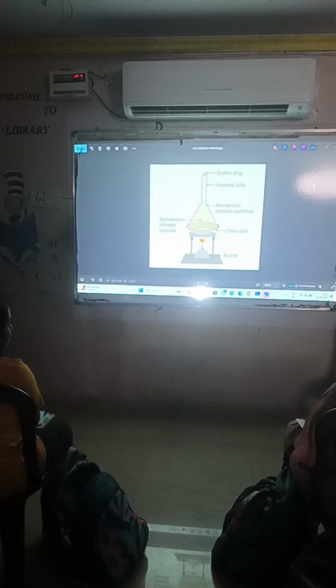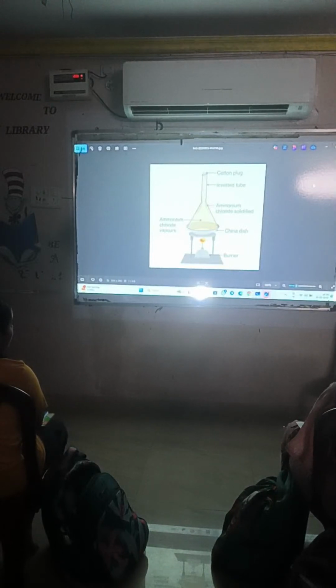Look at this. For example, in this China dish, a watch glass was completely covered with an inverted funnel. They inverted the funnel. And at the end of the funnel, what is that? A cotton plug. That means a narrow cotton ball was placed. Next, ammonium chloride is there and rock salt is present. We explained this with the example of iodine and rock salt. Iodine and rock salt get mixed, accidentally they both are mixed with each other.